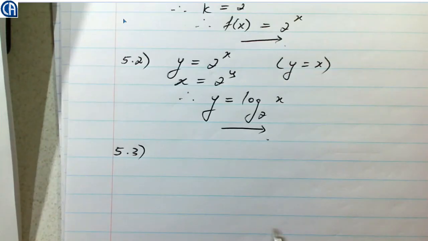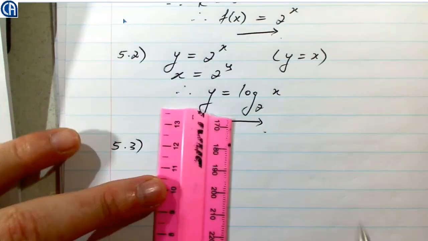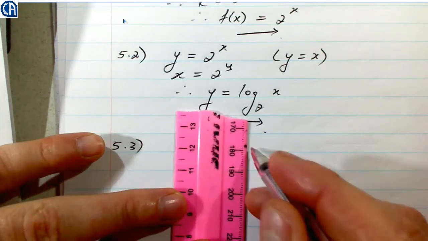Right, sketch the graph of g. Indicate on your graph the coordinates of 2 points on the graph of g. Right, so that is this one here.